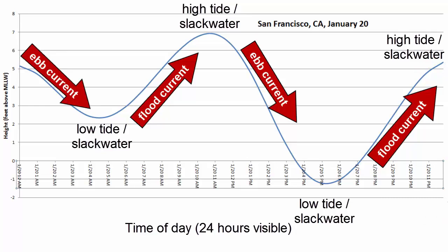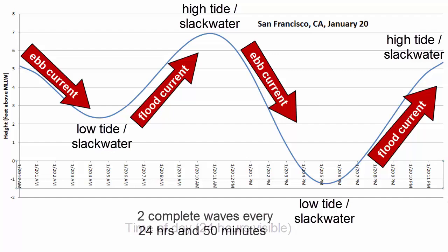We call this type of tidal pattern, in which the land experiences two high tides, two low tides, two flood currents, and two ebb currents in one 24-hour and 50-minute period, a semi-diurnal pattern. Because the water level of the high tides are different, as are the water level of the two lows, we append the word mixed to the pattern, so it's semi-diurnal mixed.